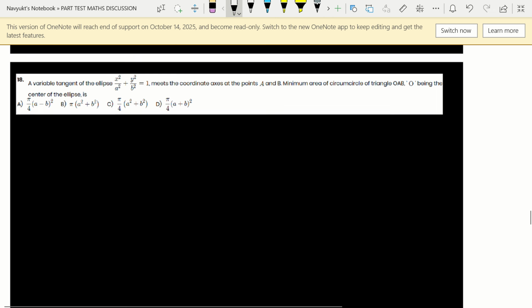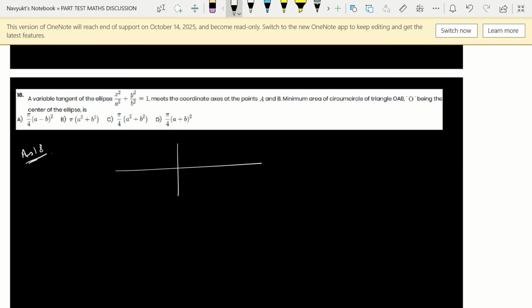Let's get to question 18. A variable tangent of this ellipse meets the coordinate axes at points A and B. The minimum area of the circumcircle is, okay, O being the center, which is the origin only. Fine. So for this, first of all, a variable tangent of this ellipse. You'll draw the ellipse. Variable tangent.